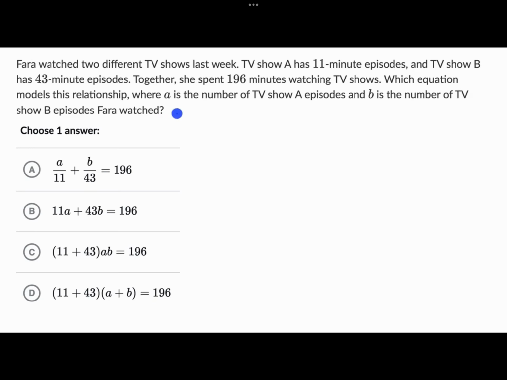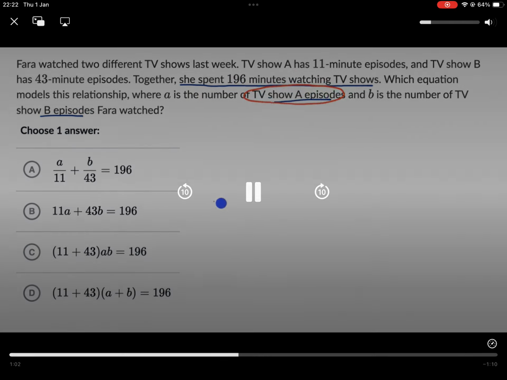All right, now let's do this together. So we know that together she spent 196 minutes watching TV shows. So what we want to do is total the amount of time she spent watching TV show A, the amount of time she spent watching TV show B, and then that should be equal to 196. And so actually let me just do TV show A in this orange color. How much time did she spend watching TV show A?